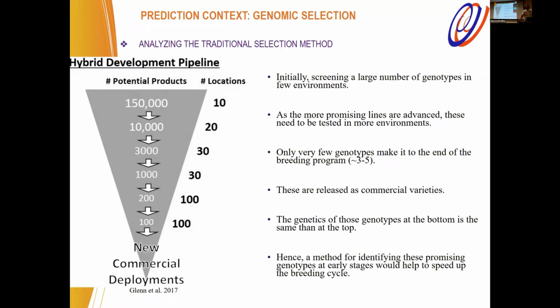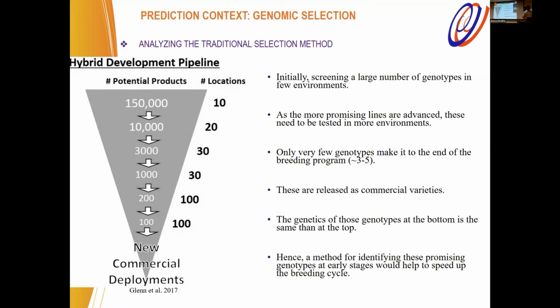Now, the important part here is that the genetics from the top to the bottom is exactly the same. If we were able to find a method to identify, of the 150,000 genotypes, the 2 or 3 that will perform, we can save a lot of resources like land, water, seed availability, but more importantly, time, right? Obviously, it sounds impossible, but the idea is trying to get somewhere in between, to shorten the selection time.